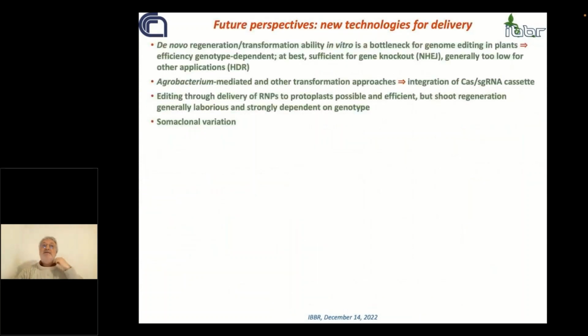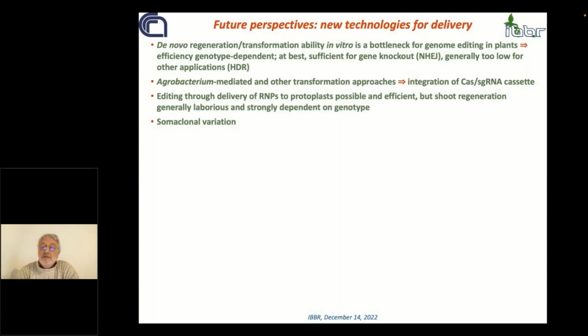Okay, just in the last few minutes, I would like to tell you something about what we are doing, trying to develop and implement in crop plants new methods for editing, trying to avoid de novo regeneration and transformation in vitro, because the ability to regenerate and being transformed in plants is a bottleneck for genome editing.